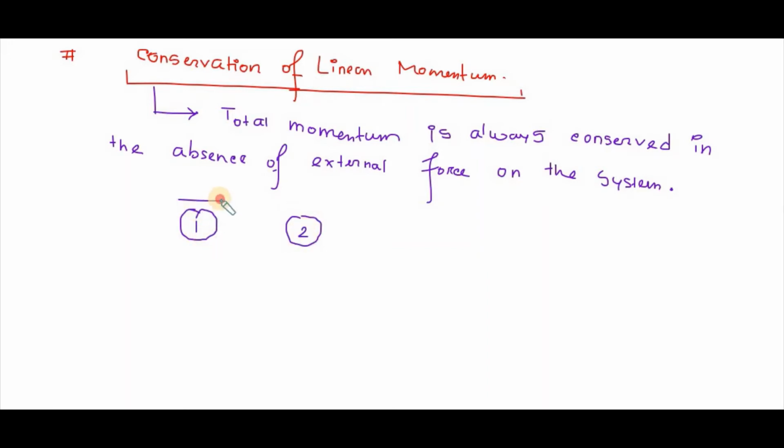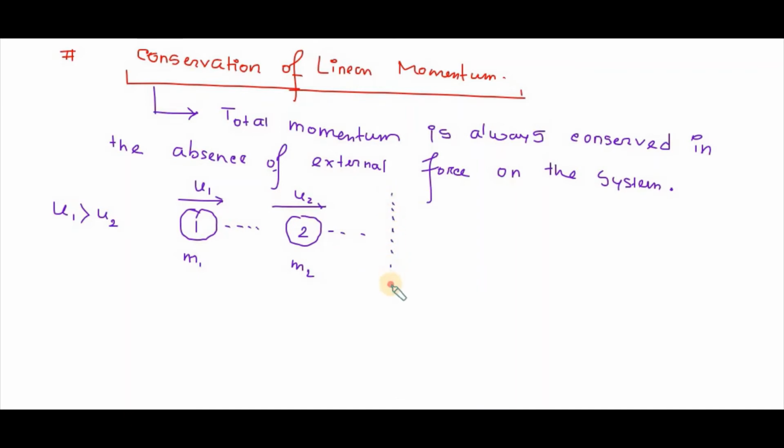The first object has the velocity u1. The second object has the velocity u2. Initially we are considering that velocity u1 is greater than velocity u2, and their directions of motion are on the same line. The mass of the first object is m1, and the mass of the second object is m2.